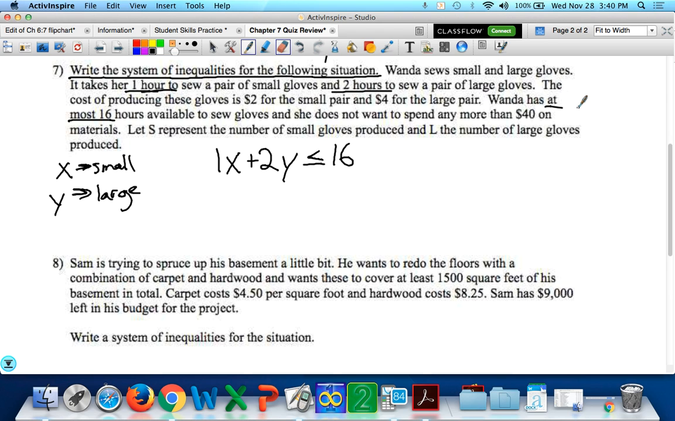Okay, next equation talks about money. $2 for a small pair, $4 for a large pair, and she does not want to spend any more than $40 on materials. So this is where she's trying to budget for this, okay? $2 for a small pair, $4 for a large pair, and she has to spend no more than, she doesn't want to spend any more than $40. So less than or equal to $40, okay? Less than or equal to $40.